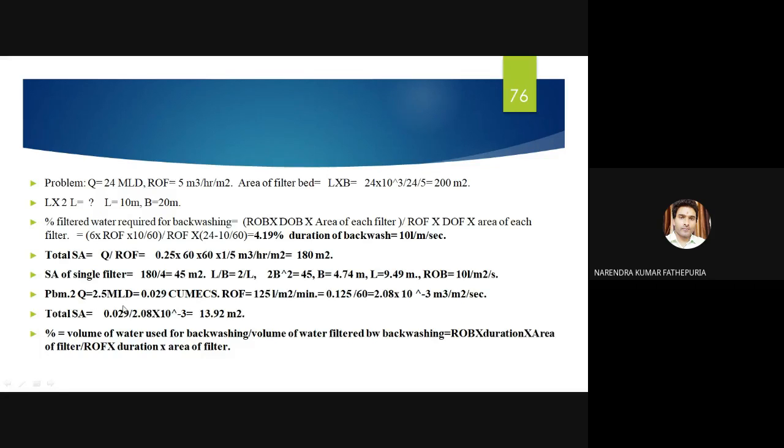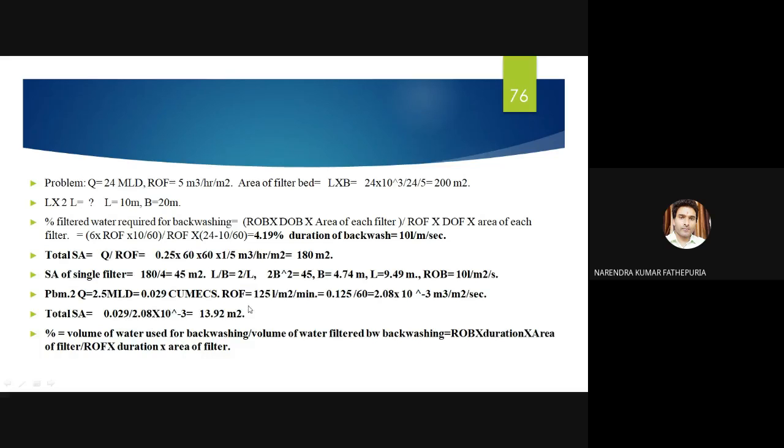There's another question here. 2.5 MLD plant. You convert into meter cube per second, 0.029 meter cube per second. Rate of filtration is given as 125 liter per meter square per minute. That also you convert into meter cube per meter square per second. And total surface area you can calculate.